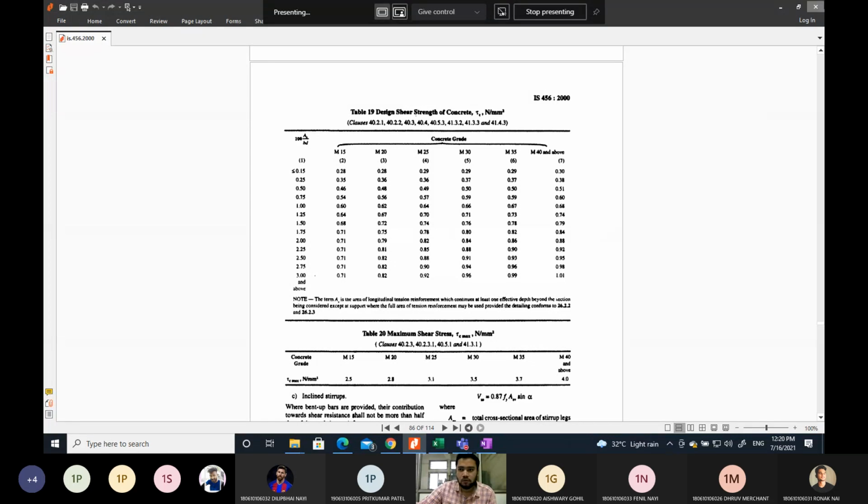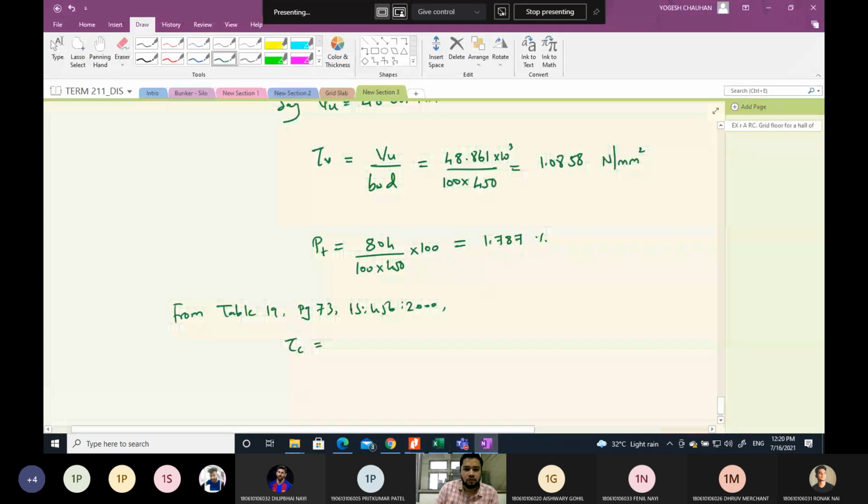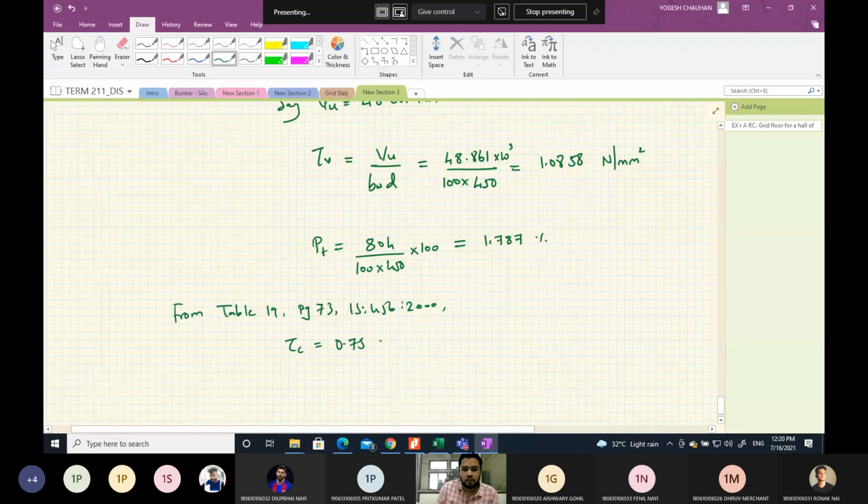So it will be around 0.75 Newton per mm square. Okay, whereas tau v is 1.085. So this value is less than tau v, equals to 1.0858 Newton per mm square. Okay.